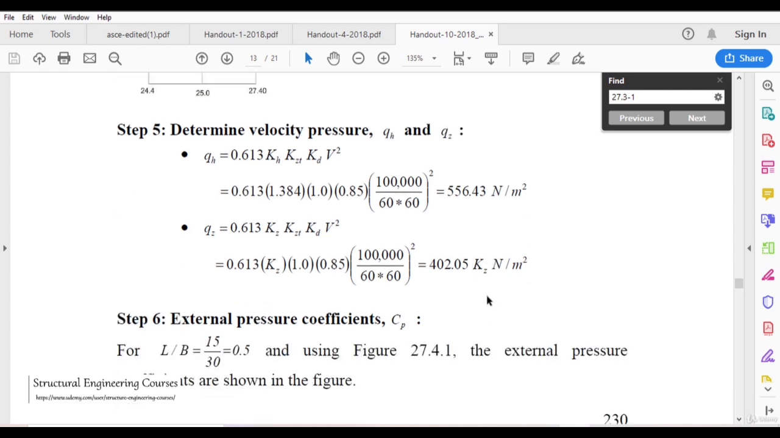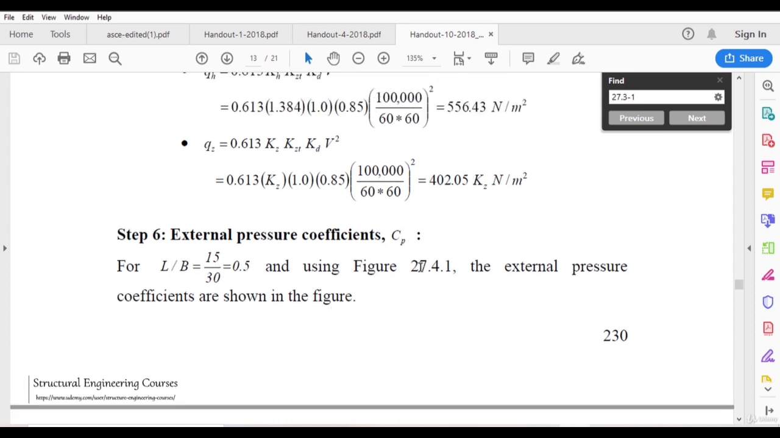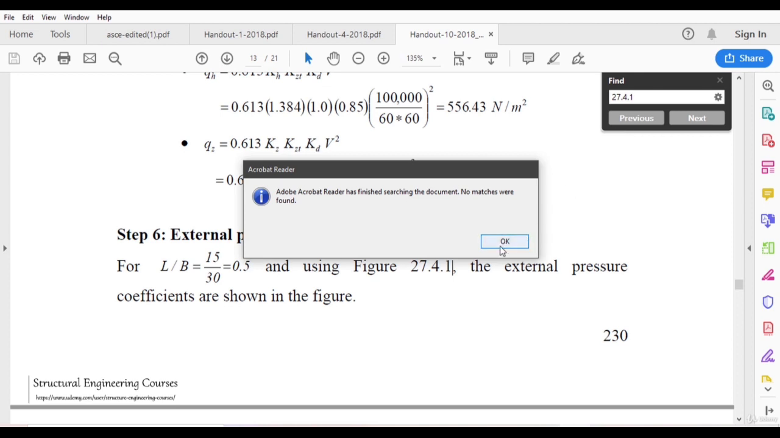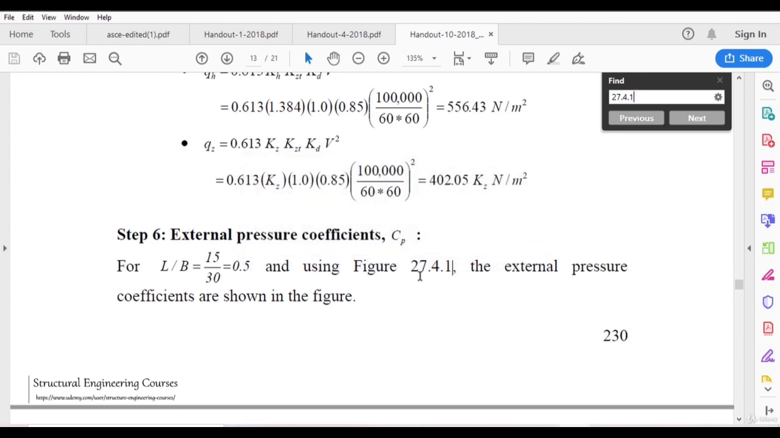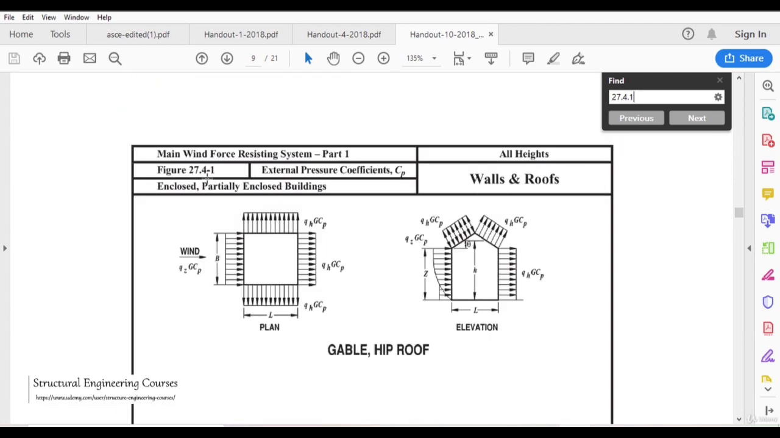After that, if you want to calculate the external pressure coefficient CP, we do need to find out the L by B value. So here we can see that L by B is nothing but 15 meter by 30 meter, that is 0.5. To calculate this external pressure coefficient CP, we do need to be familiar with 27.4.1. So this is the figure that is being talked about.